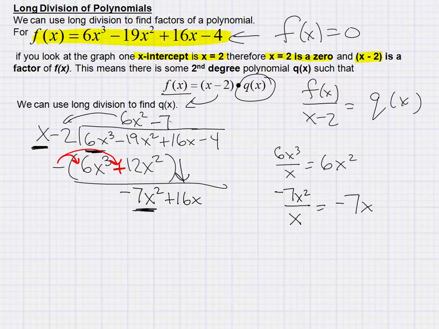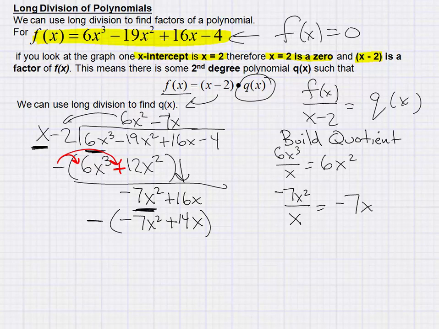So negative 7x is the next term of my quotient. And what I'm doing here is I'm building the quotient. Okay. So negative 7x times x gives me negative 7x squared. Negative 7x times the negative 2 gives me positive 14x. This thing has to be subtracted. So when I subtract, I have to distribute this negative in here, and that makes this a minus.